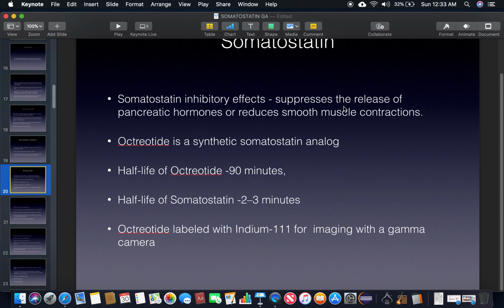Now, somatostatin has some inhibitory effect. It suppresses the release of pancreatic hormones and reduces smooth muscle contractions. Now, octreotide is a synthetic somatostatin analog. Half-life of octreotide is only 90 minutes. Half-life of somatostatin is 2 to 3 minutes. And octreotide labeled with indium we have used in the past with a gamma camera.